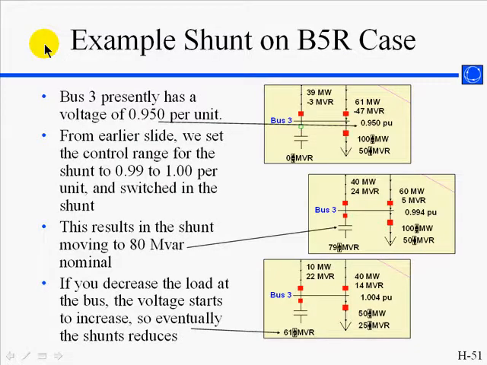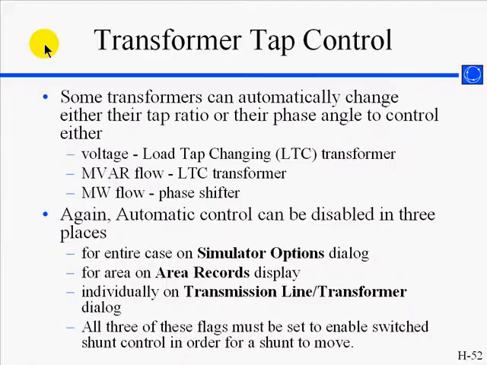Next, we'll talk about how transformers can be used with tap controls in order to regulate voltage. Transformers can also be used to regulate the real power that flows through them when they're in phase shifting mode. Like with the switch shunts, the automatic control for transformers can be disabled in 3 places: globally on the simulator options dialog, for an entire area on the area records display, or individually for a device on the transmission line transformer dialog. And again, all 3 of these must be set to enable in order for that device to work.